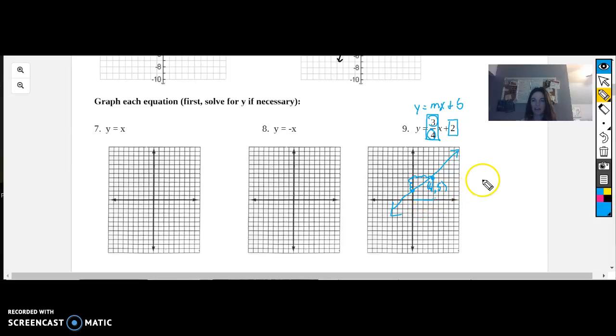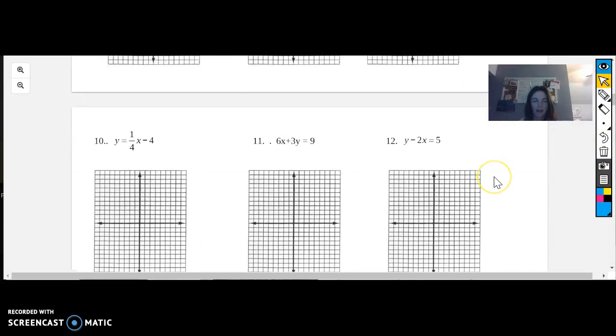So pretty simple if you know y equals mx plus b. That's my favorite form to graph in. Other people prefer other methods. Let's see, number 10 is y equals mx plus b. Number 12 can easily be made y equals mx plus b. Let's rearrange number 11 really quickly into y equals mx plus b.